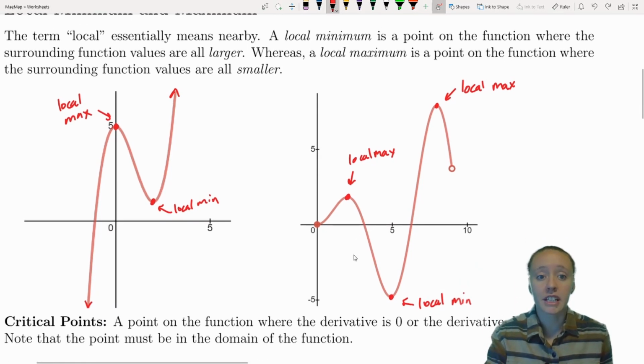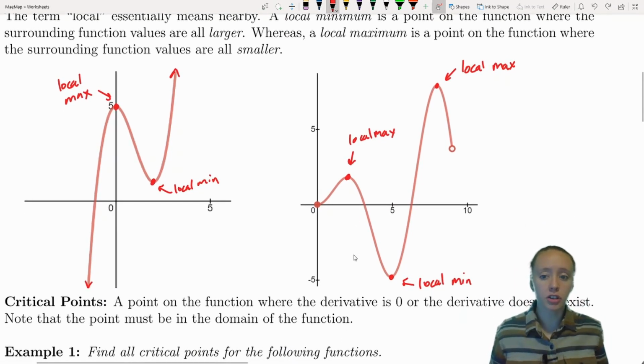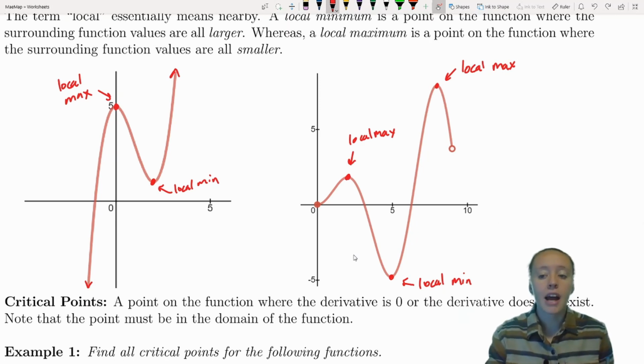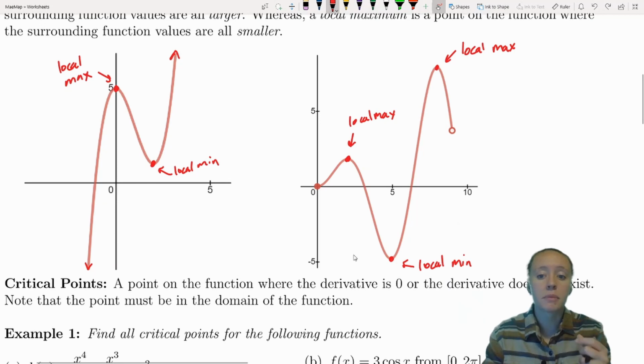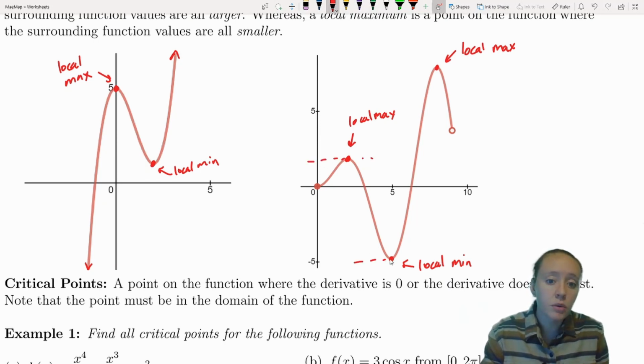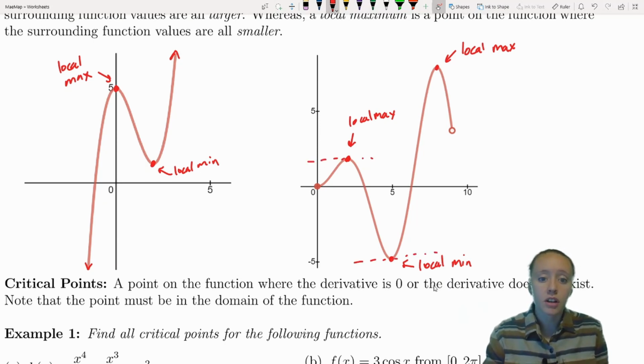Now, what we're finding here essentially are critical points. A critical point is a point on the function where the derivative is 0 or the derivative does not exist. And note that the point has to be in the domain of the function. But these local maxes and these local minimums are when the derivative is equal to 0. So those are critical points.